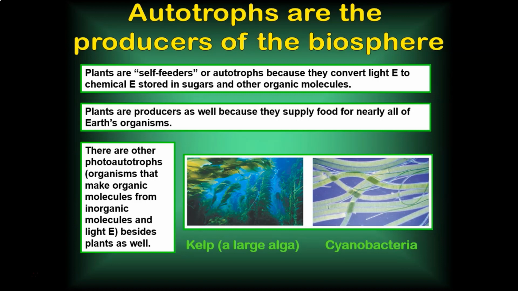Plants are producers as well because they supply food for nearly all of Earth's organisms, right? Even if you're not eating plants, which you should be, okay, but what you're eating directly relied on plants, and those plants directly rely on the sun, right? So very important. There are other photoautotrophs, right? Organisms that use light energy to make their own food as well. Okay, and here you can see large algae, plants, and cyanobacteria, so photosynthesizing bacteria, pretty cool.